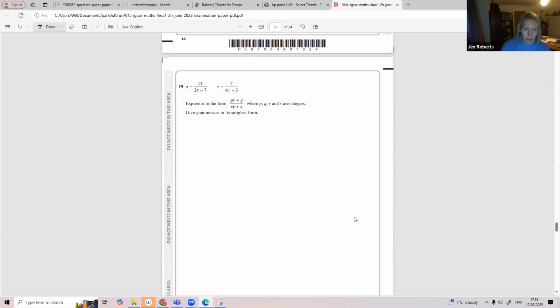Algebraic fractions, lovely. Right, express A in this form. So I'm guessing I need to substitute this in here, right? So it's 14 over 3 times x, which is 7 over 4y minus 3, minus 7. Well, it looks a bit nasty to sort out. Let me multiply this first. 3 times 7 is 21. Don't forget when you're multiplying, 3 is 3 over 1, so you multiply the top, multiply the denominator. A lot of people multiply the 3 by the 4y minus 3. We don't do that.